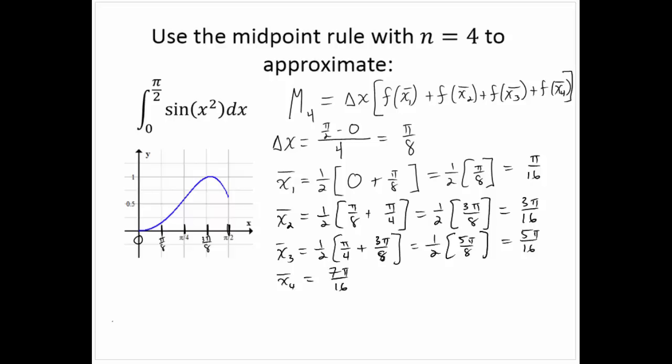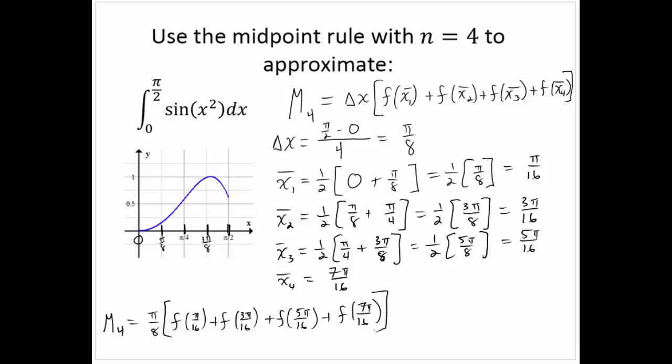So then M sub 4 would be pi over 8 times f of pi over 16 plus f of 3 pi over 16 plus f of 5 pi over 16 plus f of 7 pi over 16. Now all we need to do is evaluate the function at each of those values, add them up, and multiply by pi over 8. I should have mentioned that f of x is the sine of x squared. This is our f of x.